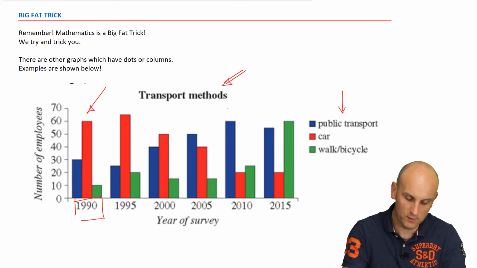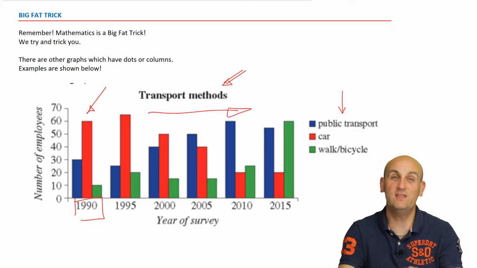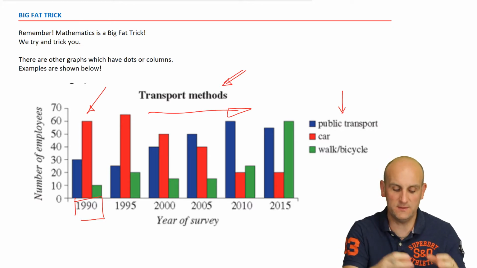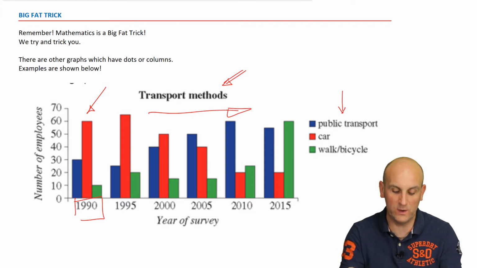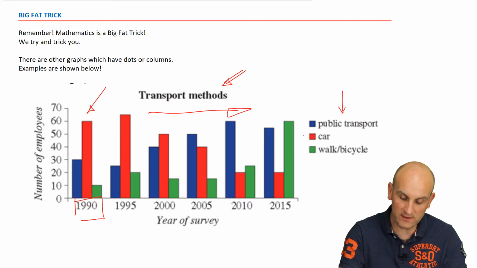Now, why on earth would we want all of these years on there? Well, the great thing about statistics is we want to compare stuff. We want to be able to look at things and say, well, okay, which year did the most people take the car? Well, car is red.